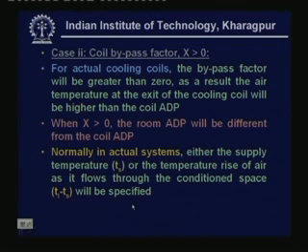Normally in actual systems, either the supply temperature Ts or the temperature rise of air as it flows through the conditioned space, Ti minus Ts, will be specified. Okay, based on some other criteria which we will discuss a little later, generally these values are specified, either the supply temperature or the temperature rise of the air as it flows through the conditioned space. Not the exact values will be specified, but the range is given. For example, it is generally specified that Ti minus Ts should be between say 8 to 15 degrees. So, you can choose any value between 8 to 15.